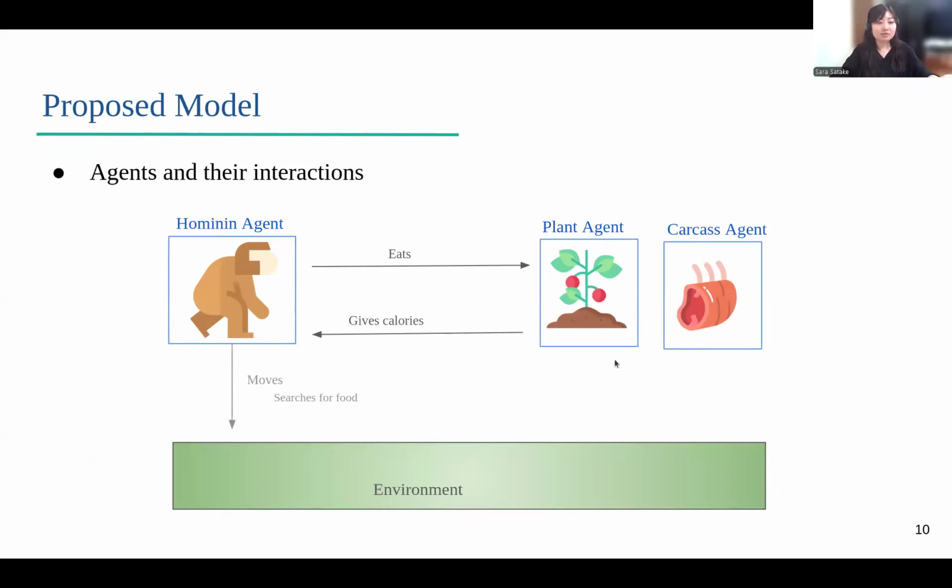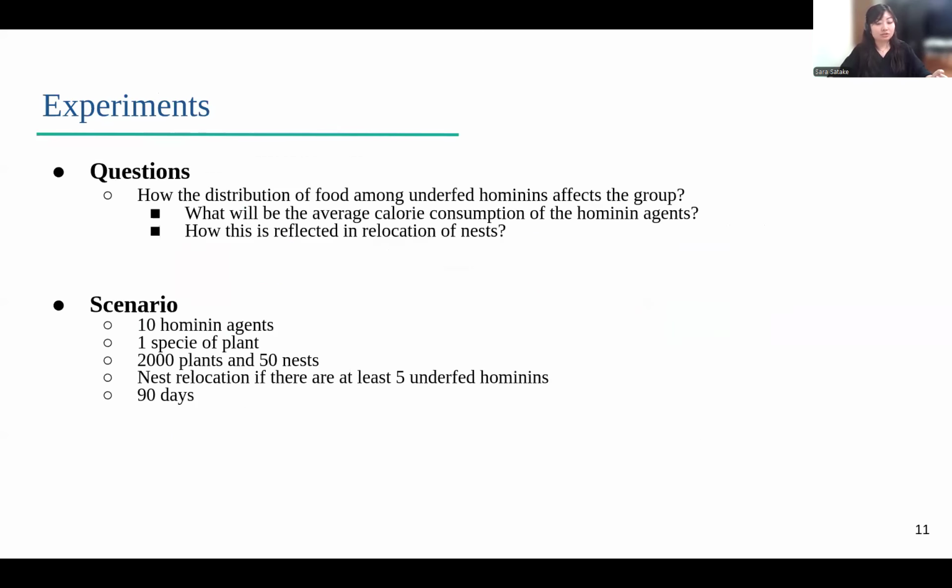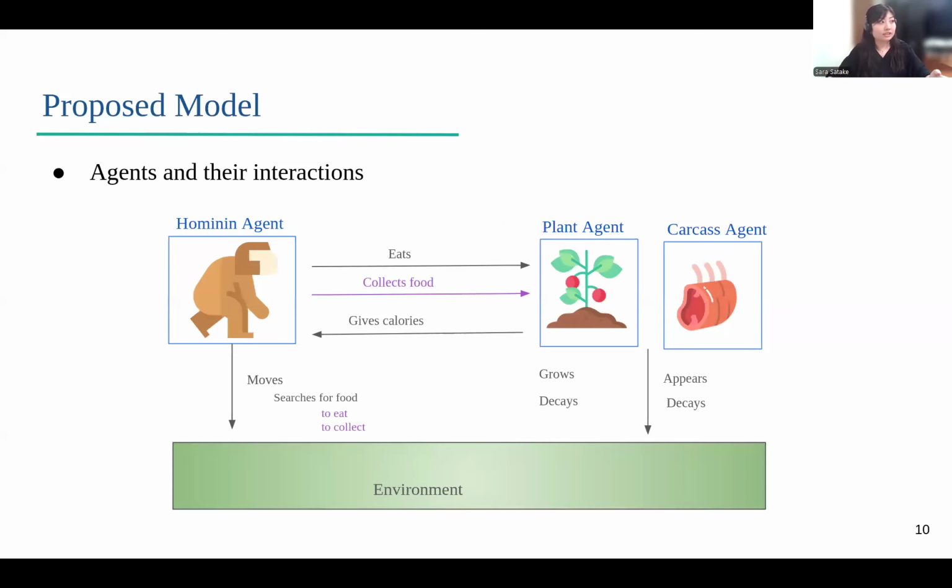And in a very simple way, a hominin agent can move. This action is basically related to search for food. And the plants grow and decay over the time, and carcass appears and also decays. So this is in the original work. But now we propose that hominin agents can also collect food. And if they are moving, it is searching for food to eat or to collect.